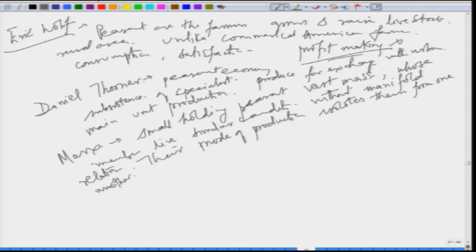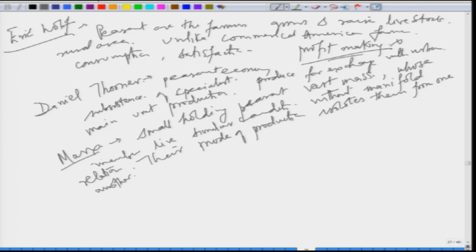So this is where the contribution of Marx lies, which tries to see the peasantry as a group of people seen in terms of isolation. There is a famous statement used by Marx in his analysis of the peasantry, that they are just like a sack of potatoes.